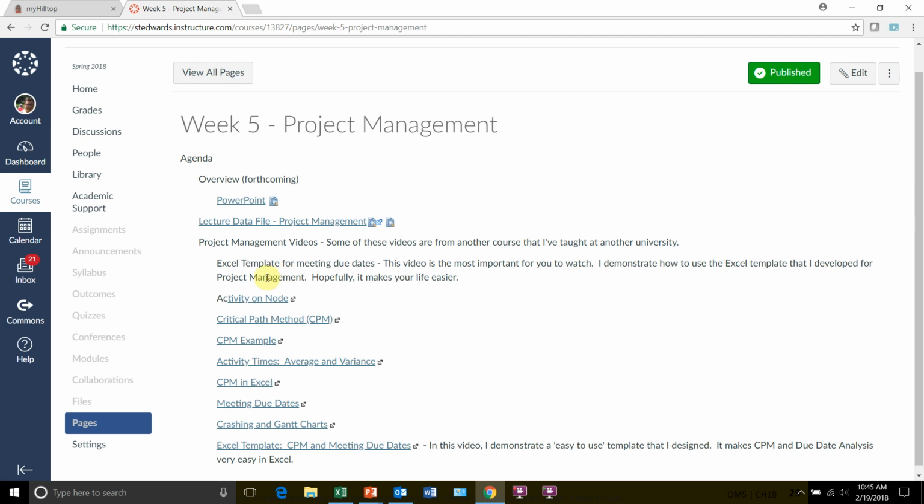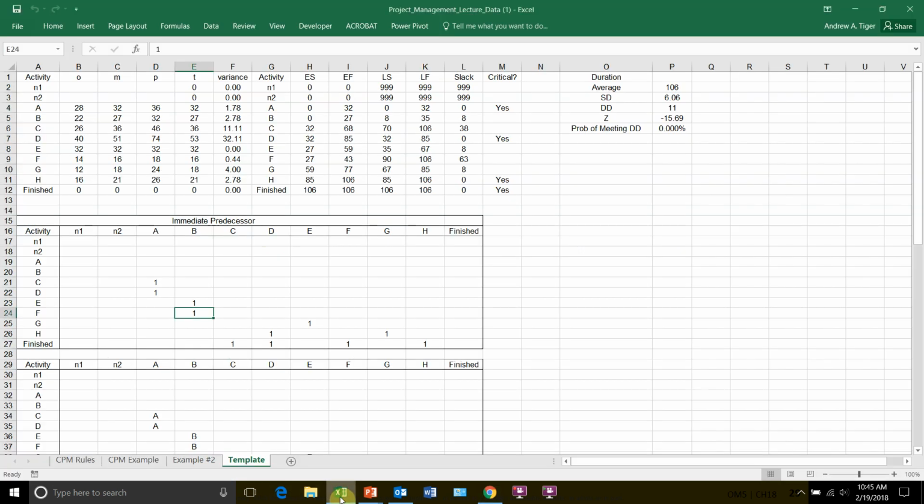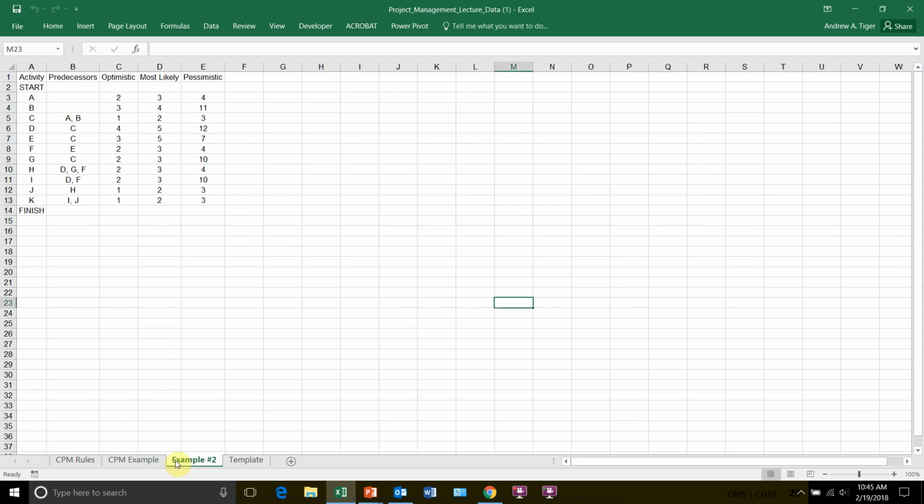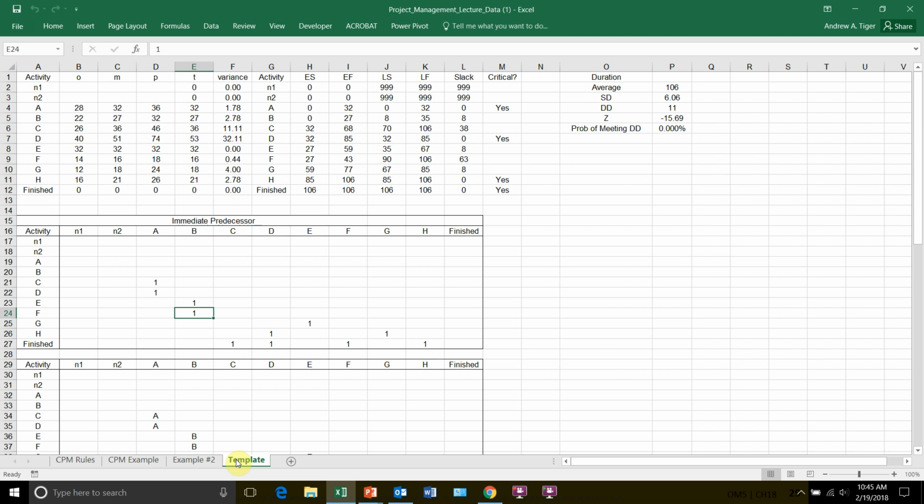Well, where is the template? The template is in the last worksheet in the lecture data file. So when you open up the lecture data file, this is what you're going to see. It's going to have a series of worksheets, but the one you really want to focus on is this one. And I'm going to modify it and show you how to use it to do problem 15 in the book, which is one of the homework problems.